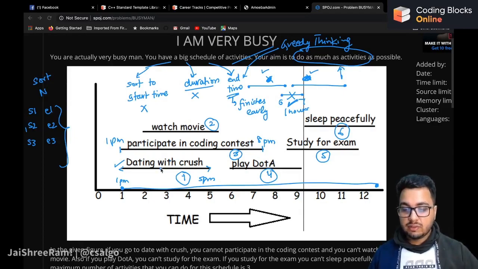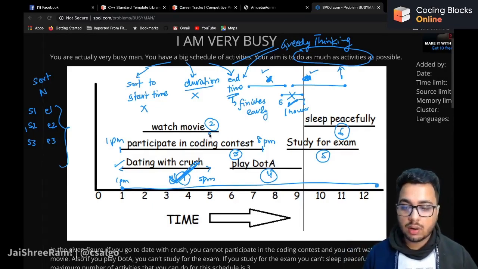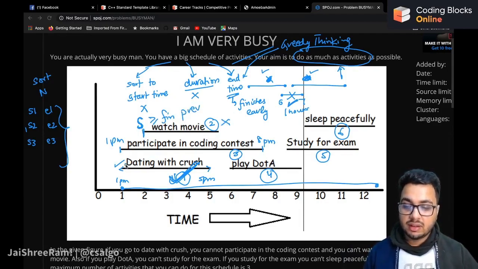Obviously we will pick the first activity because this we can certainly do. The next activity, watching movie, we will have to see if we are able to do this activity or not. We will only be able to do it if the start time of this activity is greater than the finishing time of the previous activity. So obviously we cannot do this. Let's go to the next activity, coding contest. We cannot do this because it also overlaps with the first activity, so this goes off.